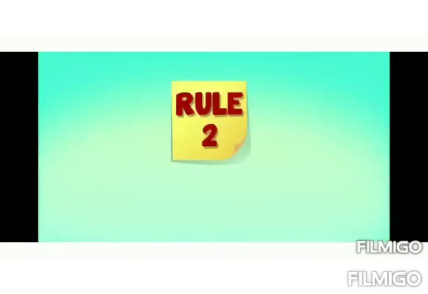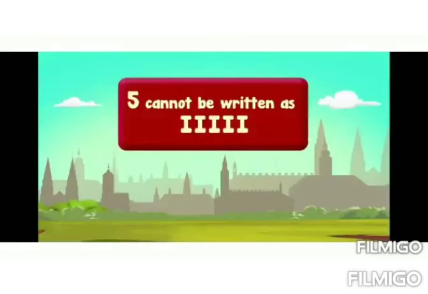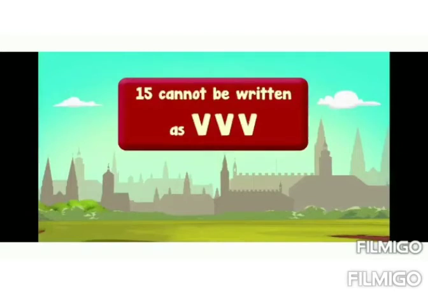Rule number 2 is symbols I, X, C and M cannot be repeated more than 3 times continuously in Roman numerals. For example, 5 cannot be written as IIIII. We cannot repeat a symbol more than 3 times. For example, 15 cannot be written as VVV. Then how will you write 15?